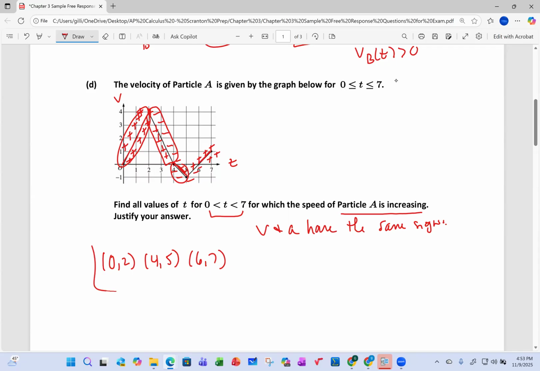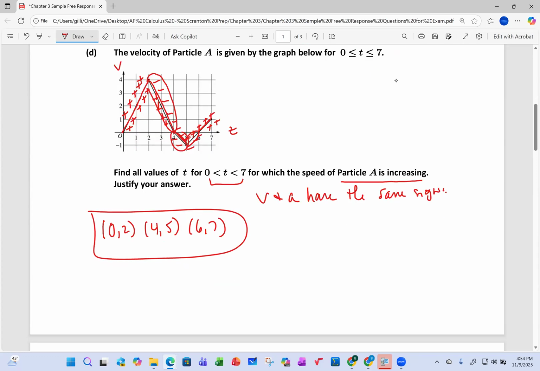Now, this is speeding up. When am I slowing down? If I don't butcher this to death here, this would be from 2 to 4 because velocity and acceleration have opposing signs, and as well from 5 to 6 because that's where velocity is negative but acceleration is positive. And I think I'm pretty good now up there.